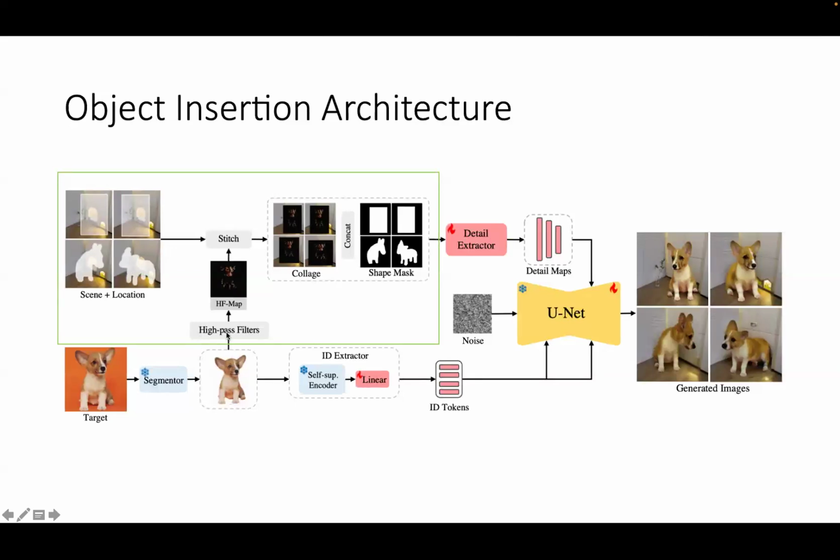Now, this object is also going through some high pass filters. We will see what those high pass filters are. And we are also taking the scene image, the scene where we want to place the object, and this feature representation, and we are trying to stitch them. So what has happened is that for this object I have used some technique to represent the feature, and this I just paste.